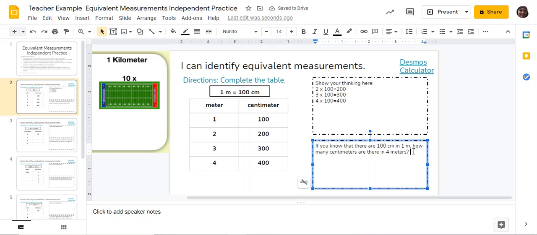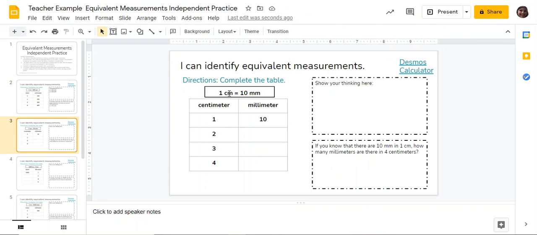If you know that there are 100 centimeters in 1 meter, how many centimeters are there in 4 meters? Well, we already said that 4 meters has 400 centimeters. And we know because 4 times 100 equals 400. Now let's go ahead to the next slide, slide 3.